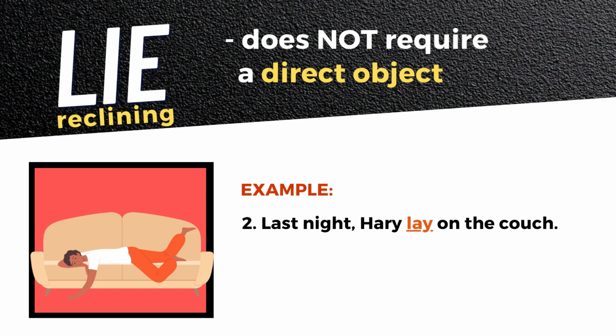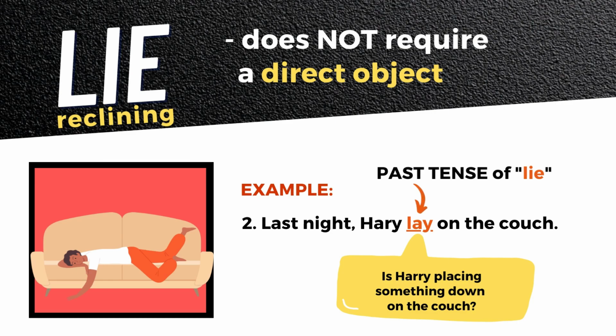This is another thing you need to know. When talking about reclining, the past tense of lie is lay, which can be confusing, but the same rules apply. If we ask, is Harry placing something down on the couch? There will be no answer since Harry is reclining, not placing anything down on the couch.